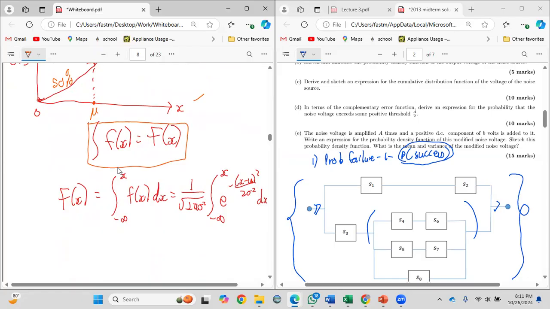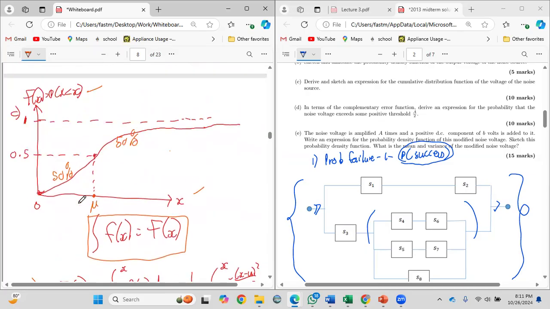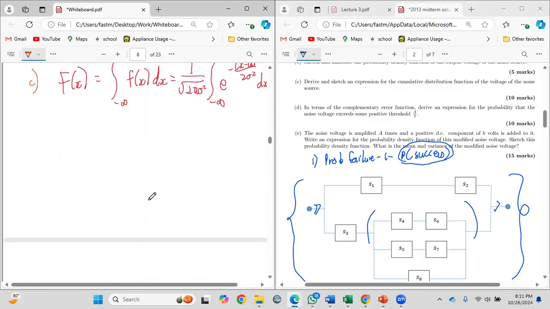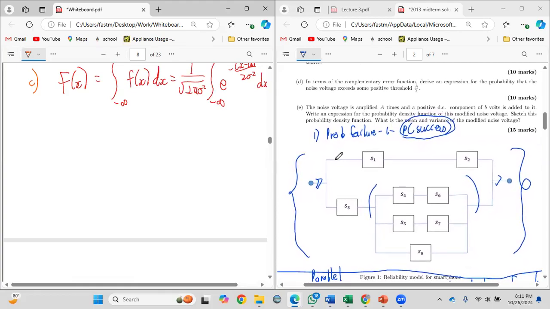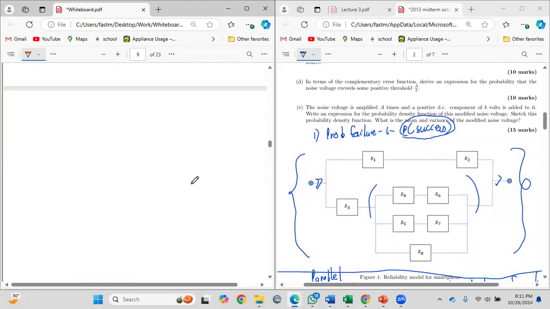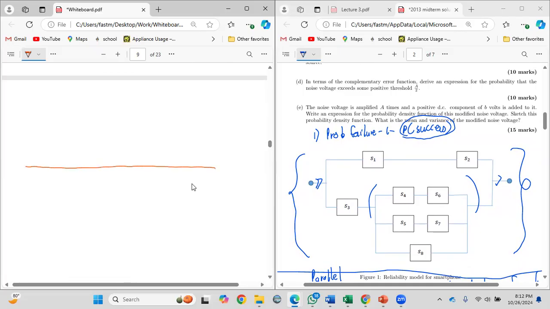And we have this. So this is actually the answer for C. Sketch and the expression. And then the last, well, second to last one. In terms of the complementary error function, derive an expression for the probability that the noise voltage exceeds some positive threshold. So they're talking about the complementary error function, erfc, and erf.